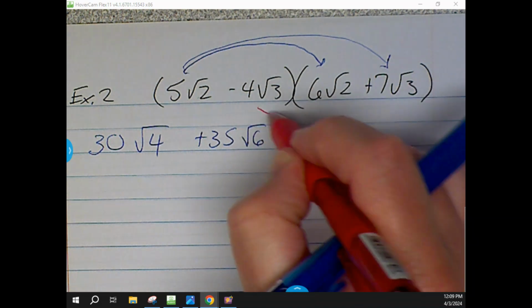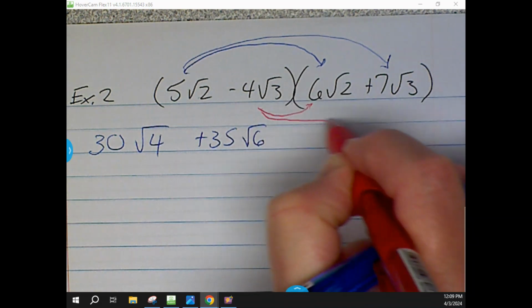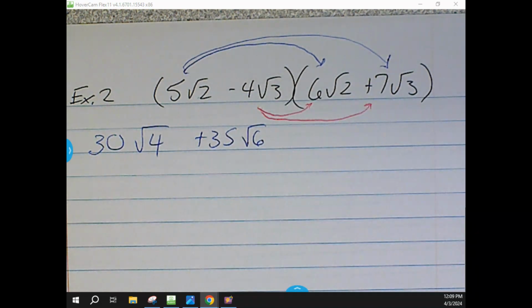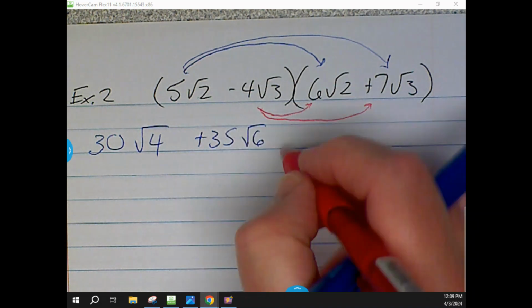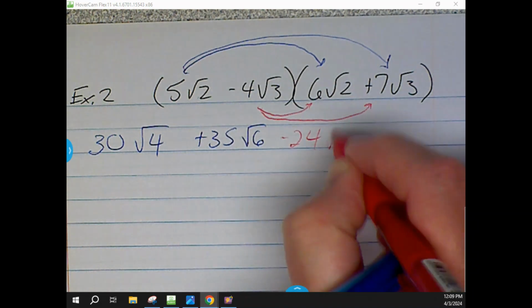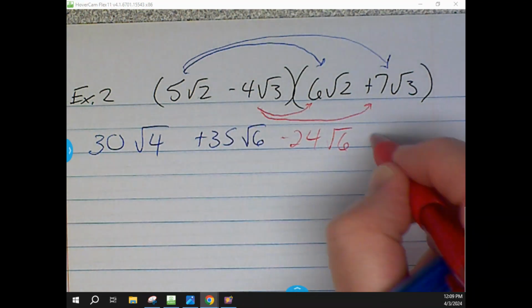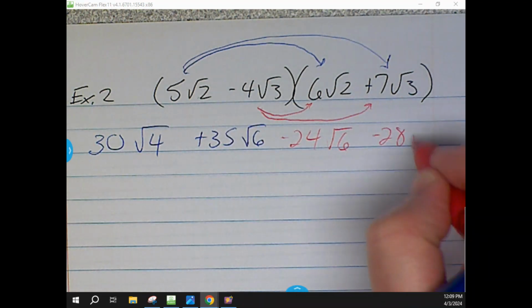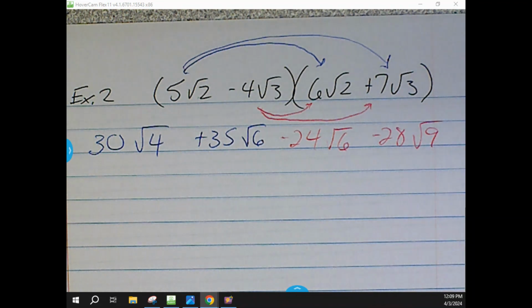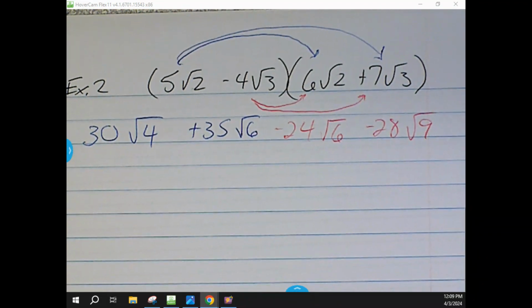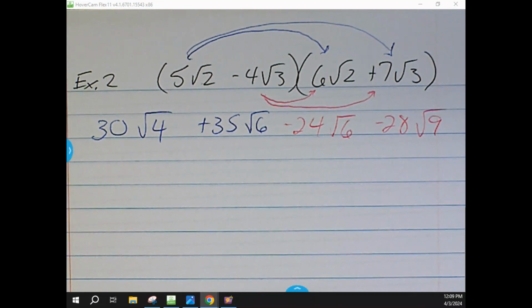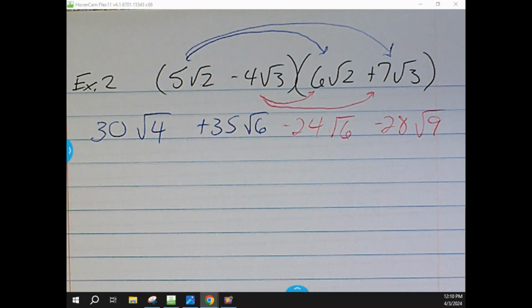Okay, and then distributive property with the 4 square root of 3. So we got negative 4 times 6 is negative 24 square root of 6. Negative 4 times 7 is negative 28 square root of 9. Okay. Again, multiplying, you multiply everything. You multiply the outside numbers together, you multiply the inside numbers together. And then should have a bunch of stuff to break down right here.